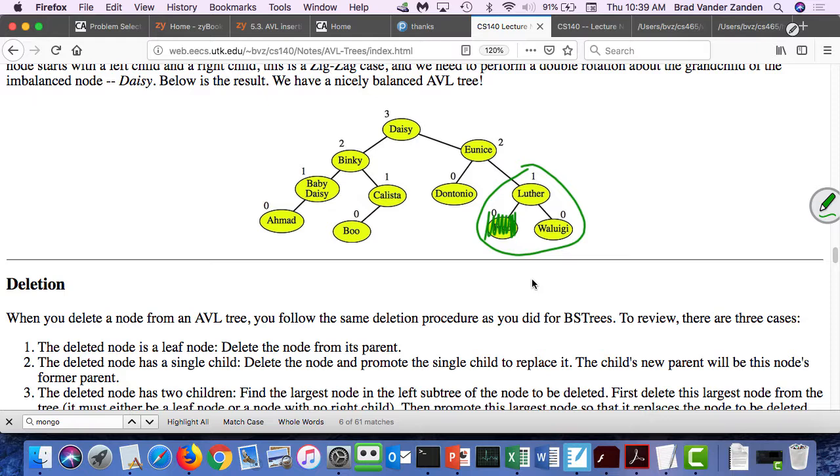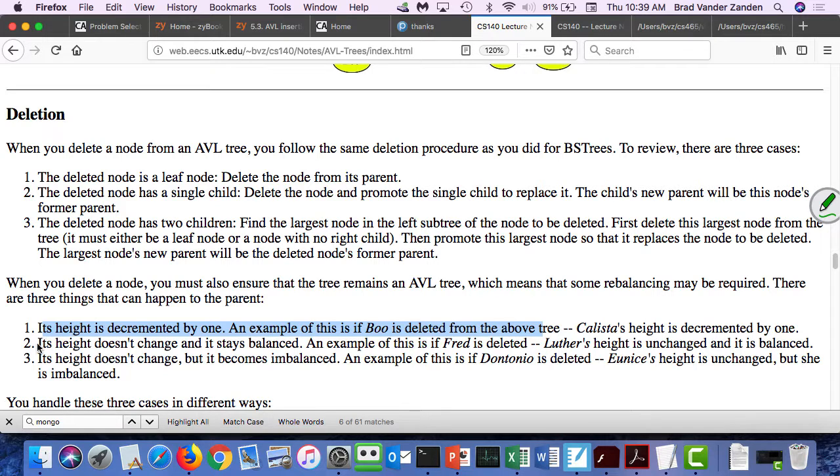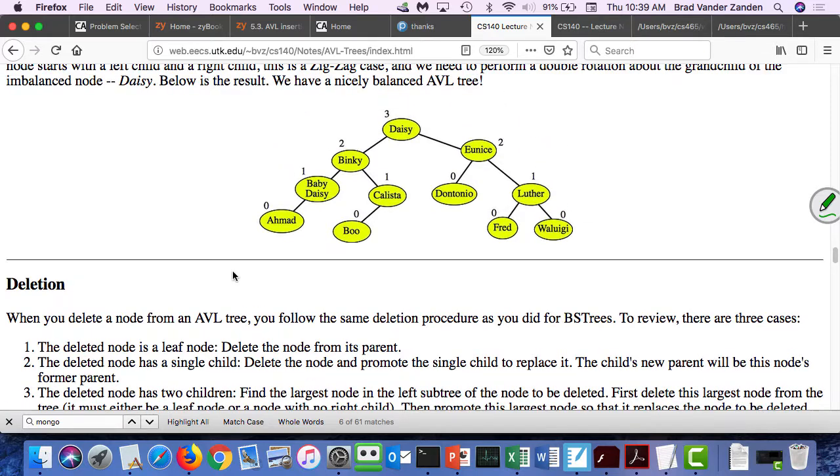Finally, we have case 3, which is the parent's height doesn't change, but it does become an imbalanced AVL tree. That happens if we delete D'Antonio. If we delete D'Antonio, Eunice's height does not change. It is still 2. Okay, still 2, but it's now imbalanced because its left subtree is minus 1, its right subtree has a height of 1, so it's imbalanced. And therefore, we have to rebalance.